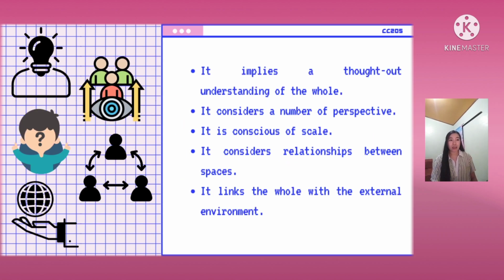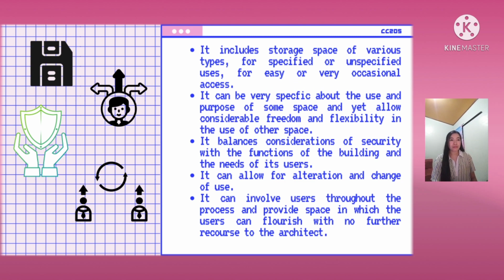It implies a thought-out understanding of the whole. It considers a number of perspectives. It is conscious of scale. It considers relationship between spaces. It links the whole with the external environment. It includes storage space of various types for specified or unspecified uses, for easy or very occasional access. It can be very specific about the use and purpose of some space and yet allow considerable freedom and flexibility in the use of other space.